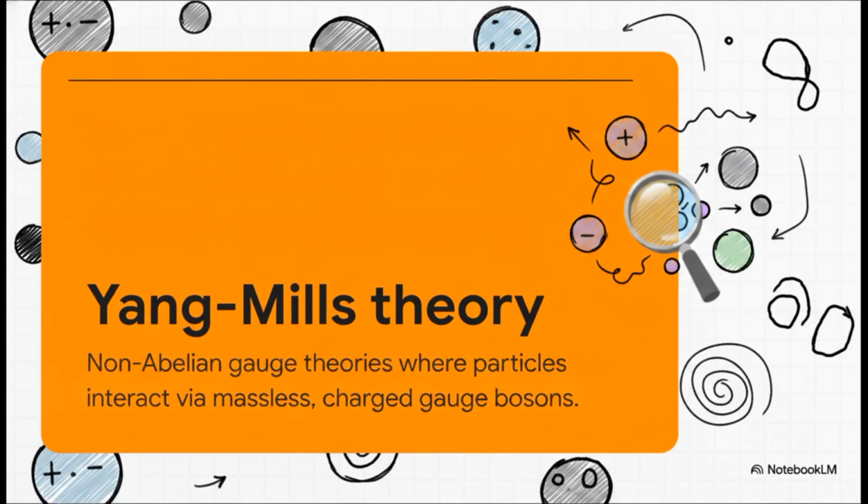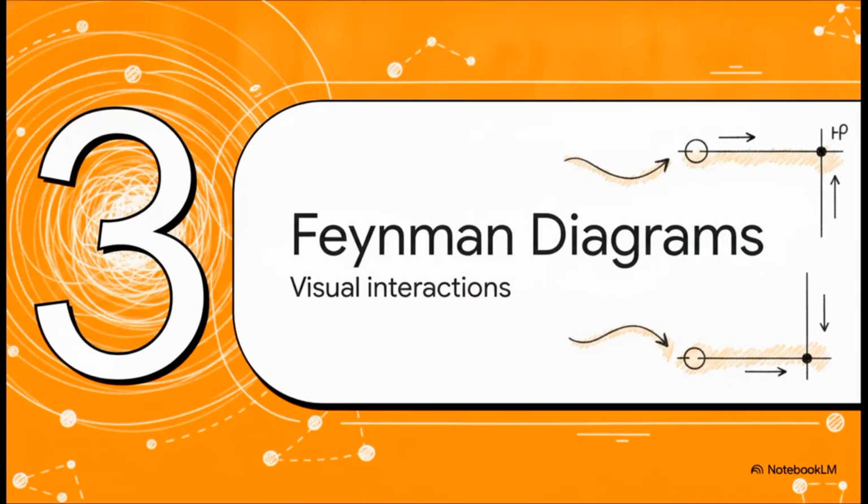In an abelian theory like QED, the force carrier, the photon, has no electrical charge of its own. It literally just carries the message. But in a non-abelian theory, the particles interact by exchanging massless gauge bosons that themselves carry a type of charge. Because the force carriers are charged, they actually interact with each other. This creates a beautifully complex, highly dynamic, and incredibly difficult mathematical web that perfectly describes forces like the strong interaction binding quarks together. All right, Section 3, Principles of Feynman Diagrams, Visualizing Particle Interactions.